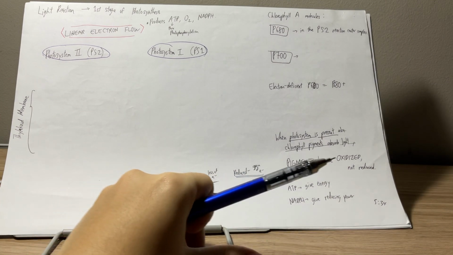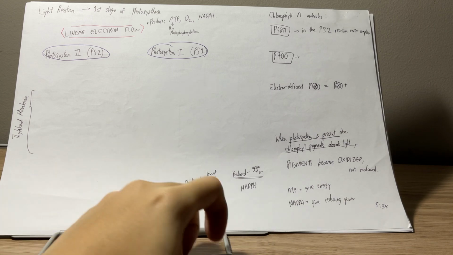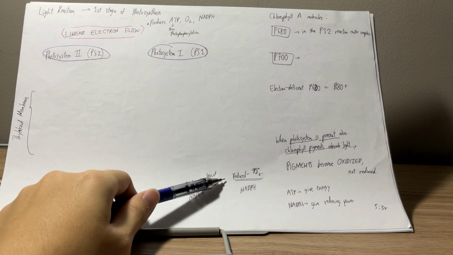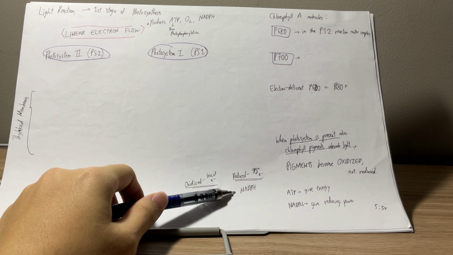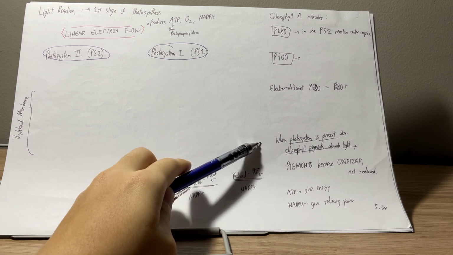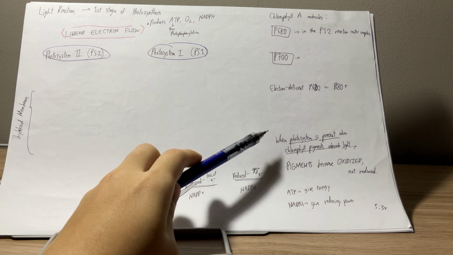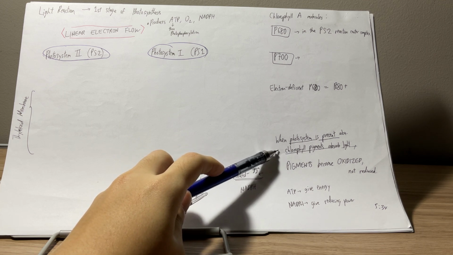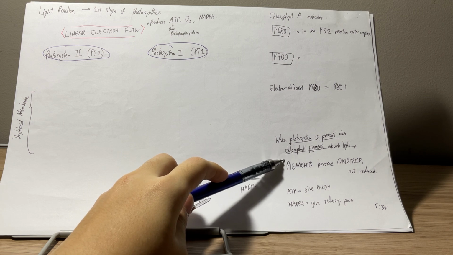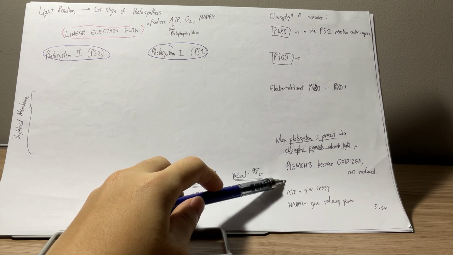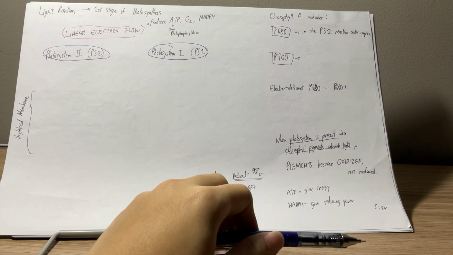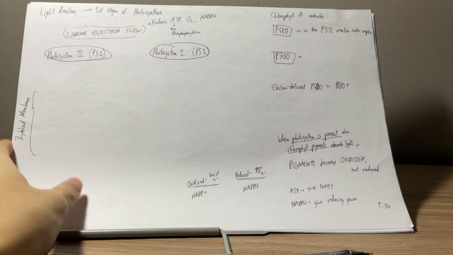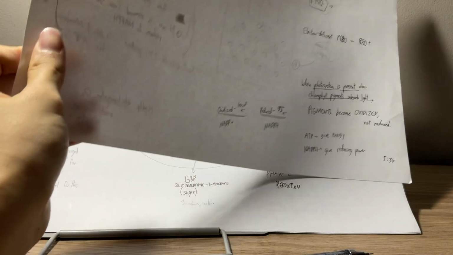Okay, my notes here are incomplete. Oxidized: loss of electrons, NADP+. Reduced: gain of electrons, NADPH. When photosystem is present, or in other words, chlorophyll pigments absorb light, pigments become oxidized, not reduced. ATP gives energy, while NADPH gives reducing power. That's it for this page.